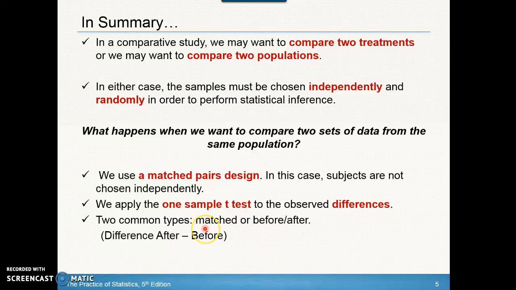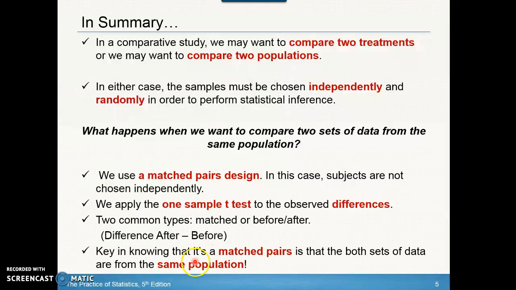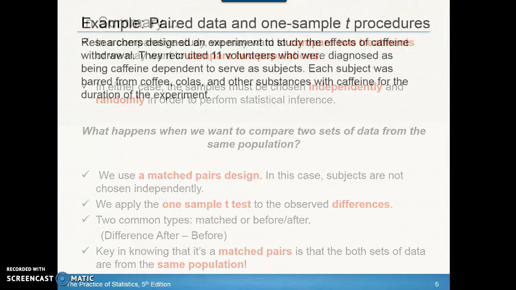So matched, remember, is when you have two of the exact same people, maybe they have the exact same grades and one took the prep course and one didn't take the prep course, and then we compare those differences. Or the before and the after. Okay, and when you do the difference, always do the after minus the before, because we're checking to see what happens afterwards. The key in knowing that it's matched pairs is that both sets of data are from the same population. So we're using the same population for the before and the after.